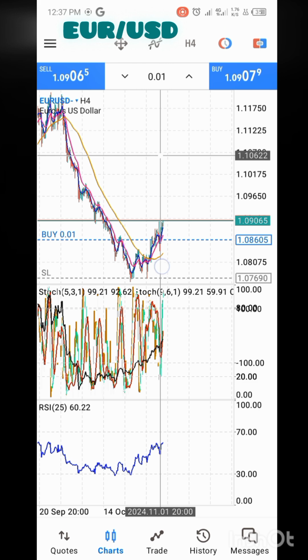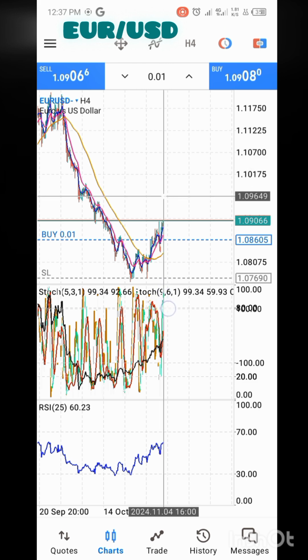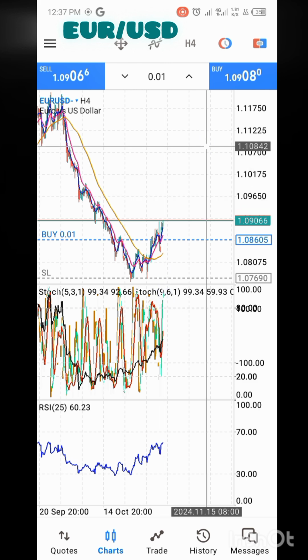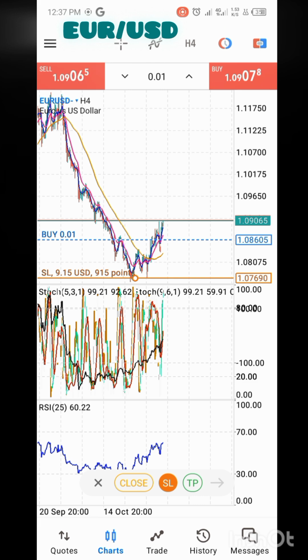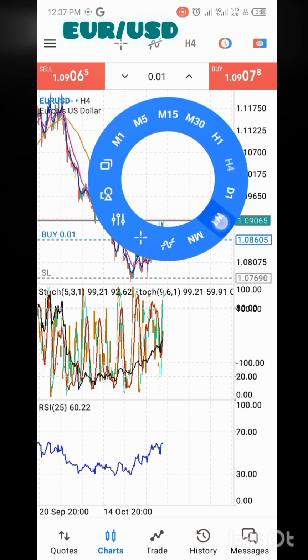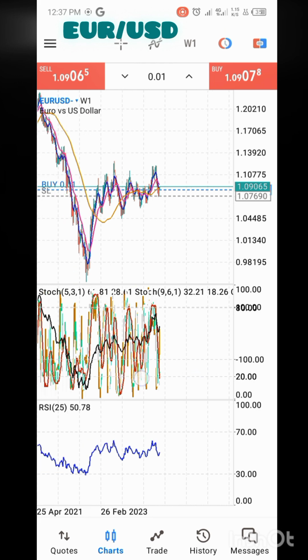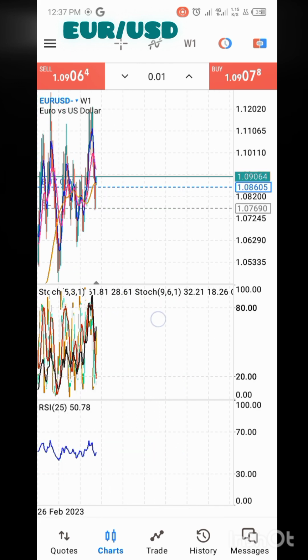So you see this trade can ride till next week. To ride till next week, guys. Let me check the weekly time frame. Let me check the weekly time frame. You see, they are in a range in this weekly.